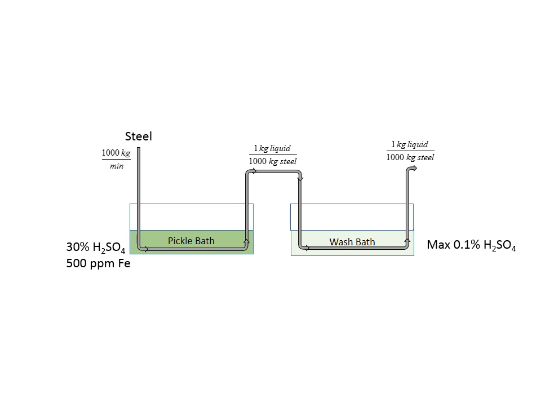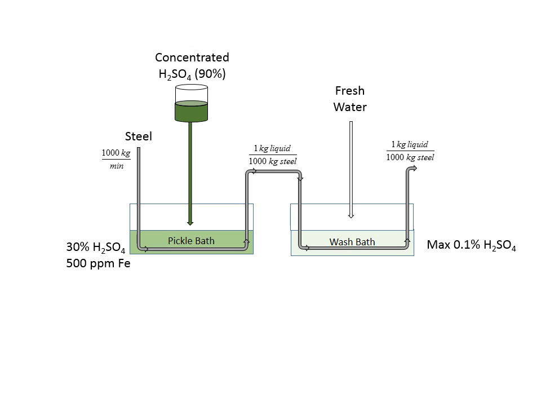Over in the wash bath, the acid must be diluted down to a maximum of 0.1% sulfuric acid on a mass basis. To make up for any acid losses, we have a concentrated sulfuric acid solution, which is 90% by mass of H2SO4, and the balance being water. On the wash side, we have fresh water, and that has only water. There is no acid involved at all.